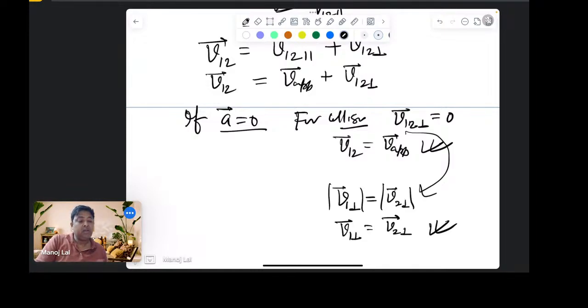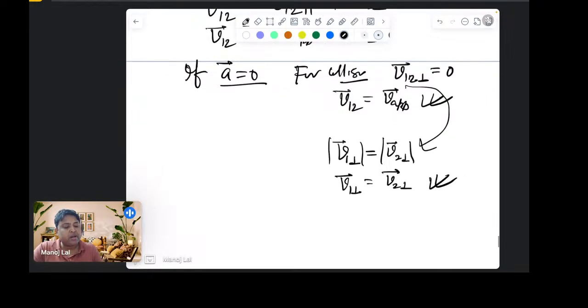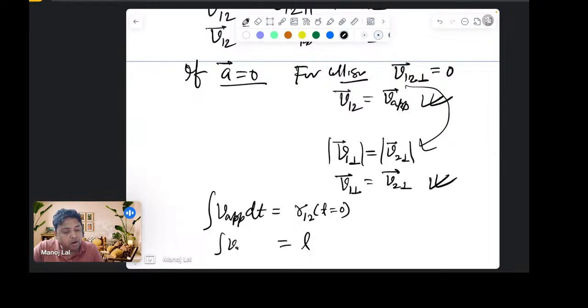So this we can apply, and if acceleration is not constant, not 0, even though we can apply it, the velocity of approach will change in magnitude. Suppose then integral of velocity of approach dt is equal to what? R12 at time 0, and its value, what did I say? L, whatever the value. So this is important, students. Velocity of approach into dt from 0 to t, if they meet after time t, then this is equal to L.